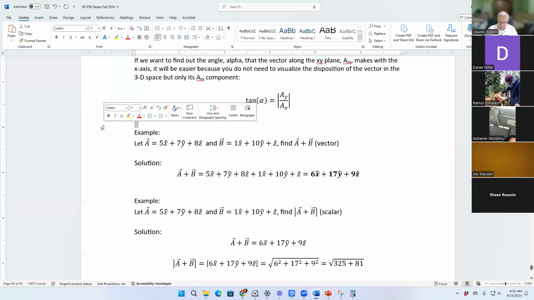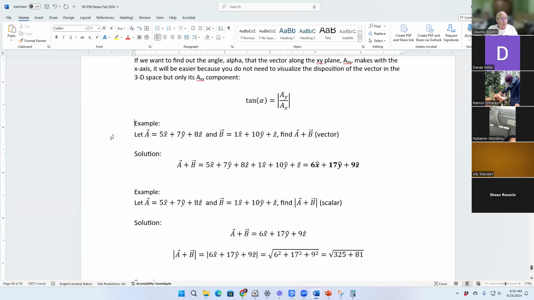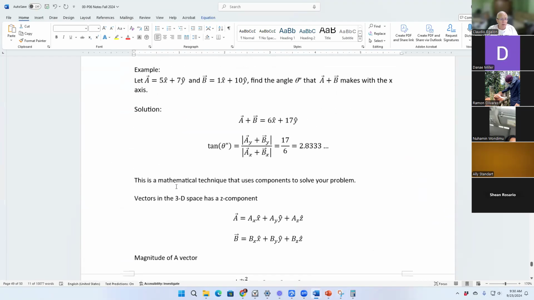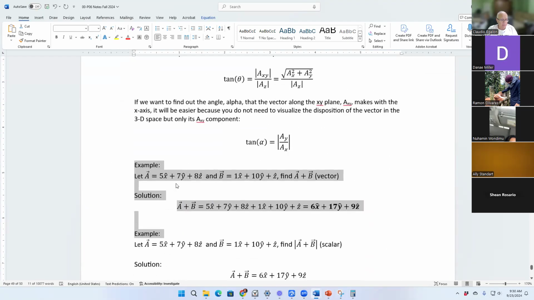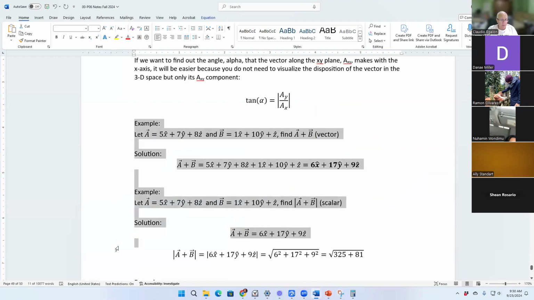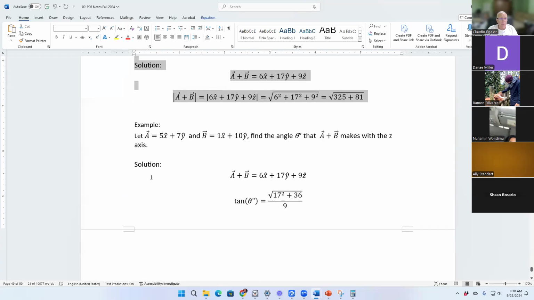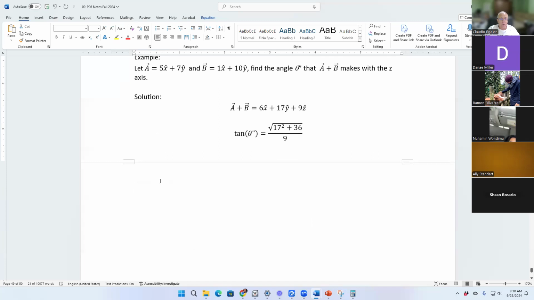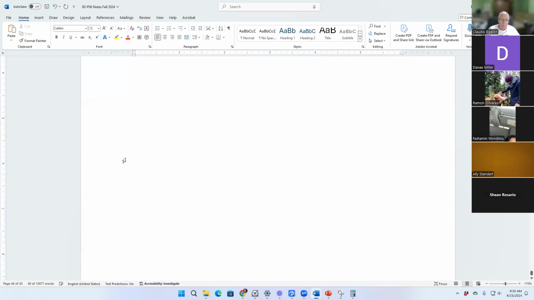And we have more examples here. You can look at them at home. Let's make sure they're not exactly the same, right? Like 5x, 7y. Ah, yeah, they're the same. So you can erase it here.